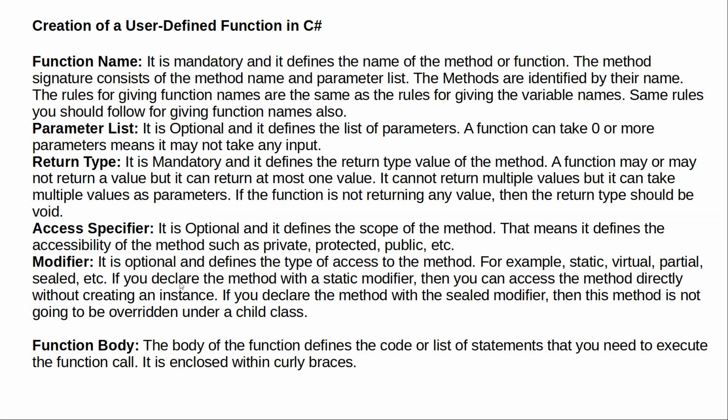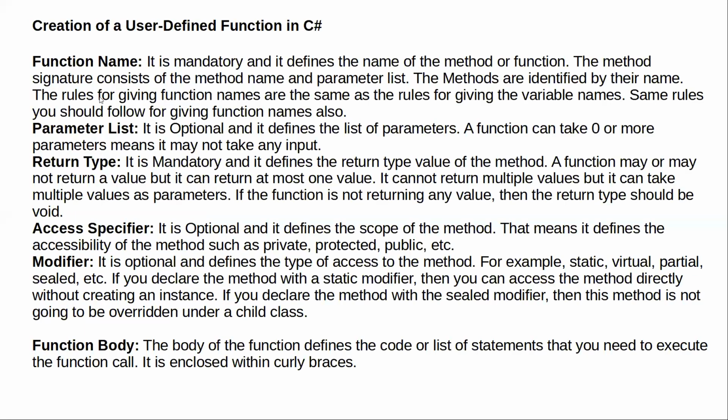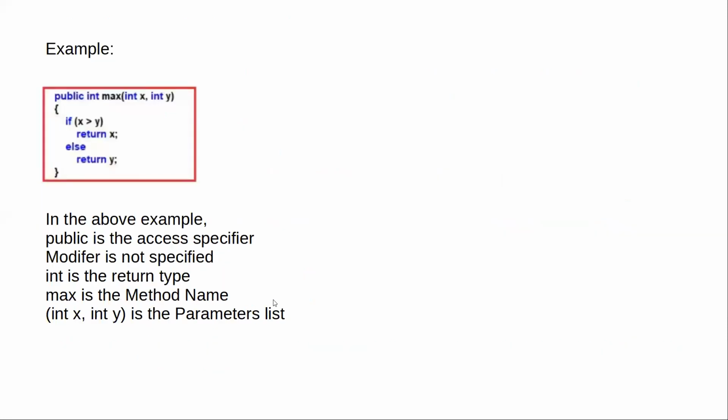For namesake, I'm just mentioning public. This modifier, I'm not going to keep anything for now. Static or virtual or partial, I'm not going to keep. So just remember this syntax. I am declaring a public method. The method name is max. It is taking two parameters of integer type, and it is returning one value of integer type.